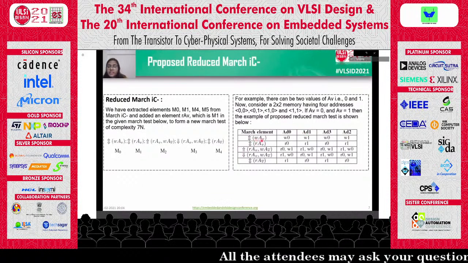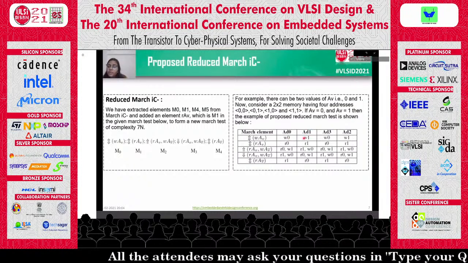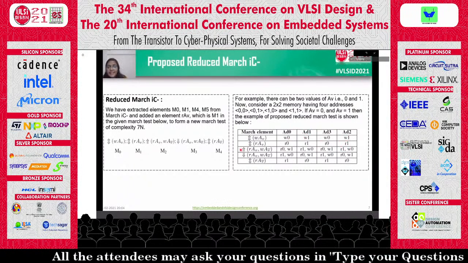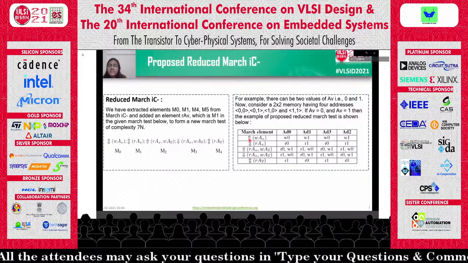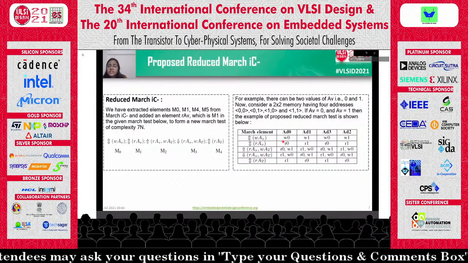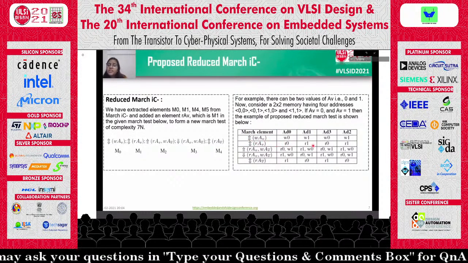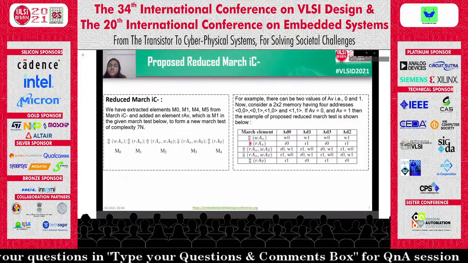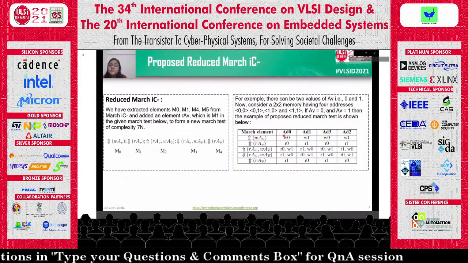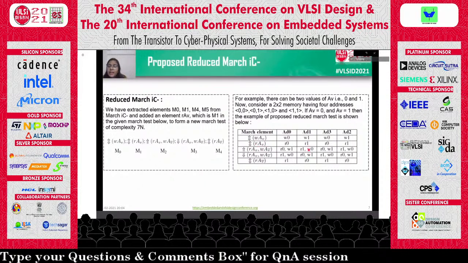So here, write AB means writing the alternate value. Here we will write 0, then write 1, then write 0 and write 1 in any direction. The arrow denotes bidirectional, that is, any direction. In the same way, read 0, read 1, read 0, read 1. So this is basically the way through which we are applying our March element.